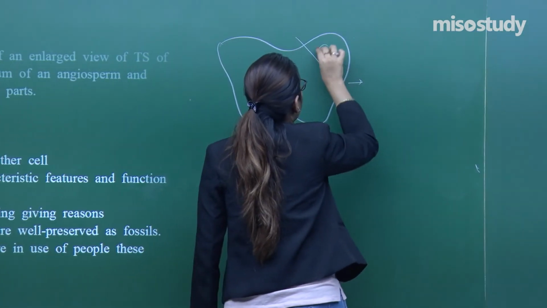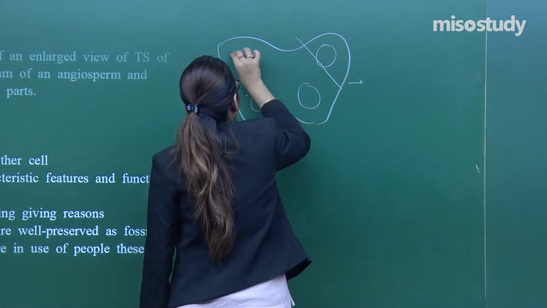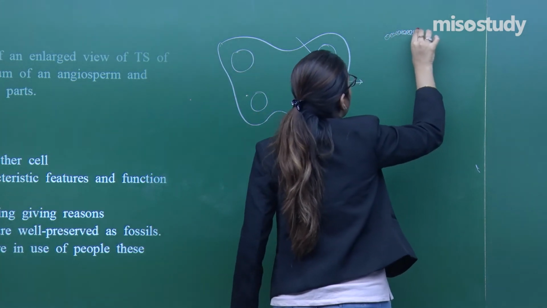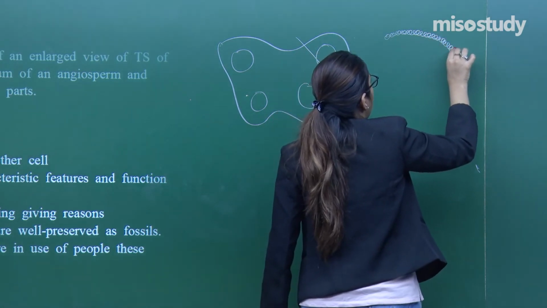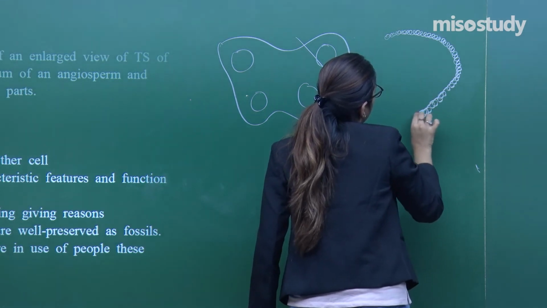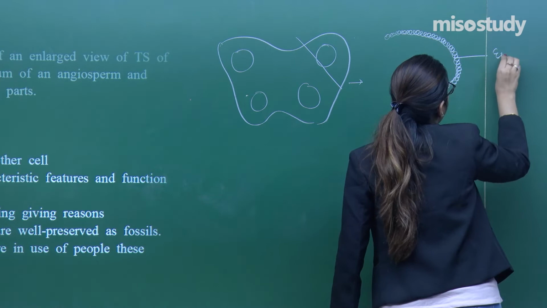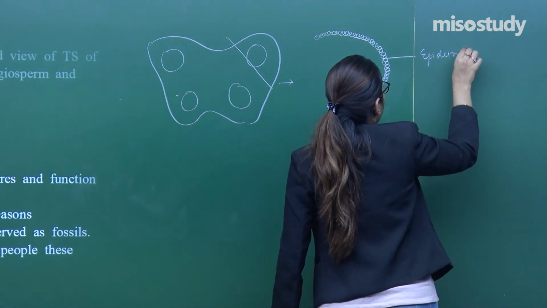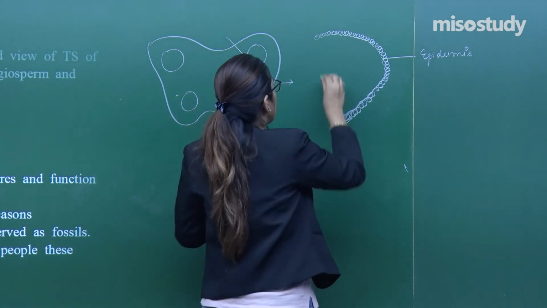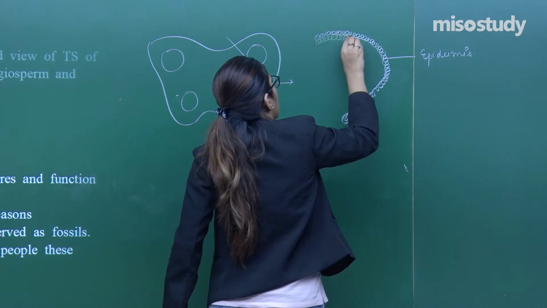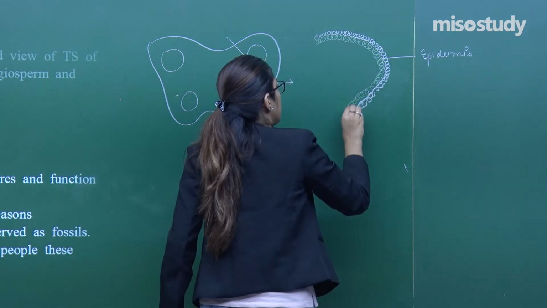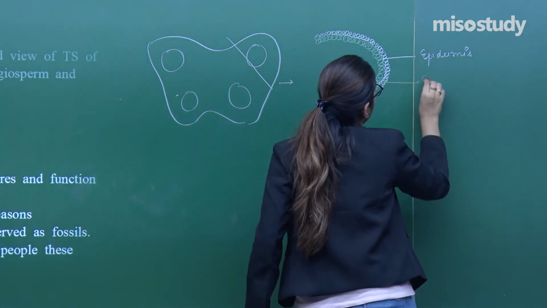You can make a cut like this, right? And towards the outer side, one layer is present which is called the epidermis. This is called the epidermis, right? After that, another layer which is present is called the endothecium. Which layer? Endothecium. I am just giving you a rough diagram.